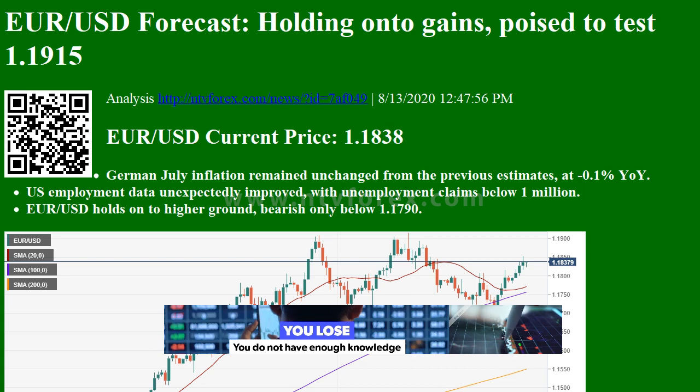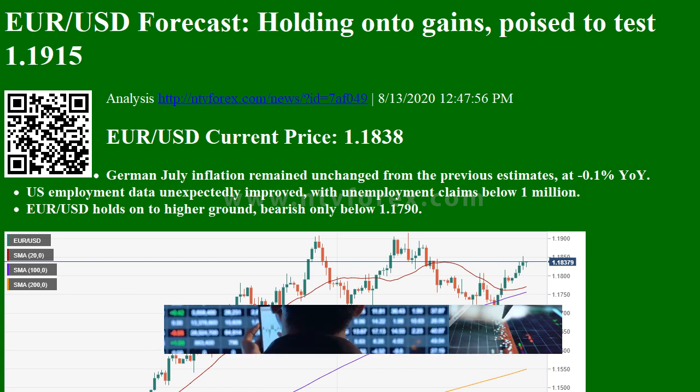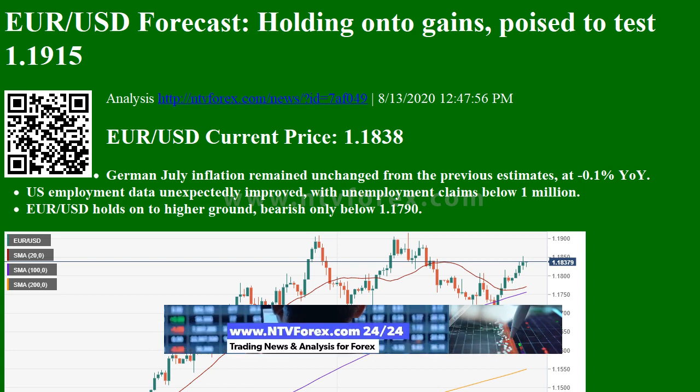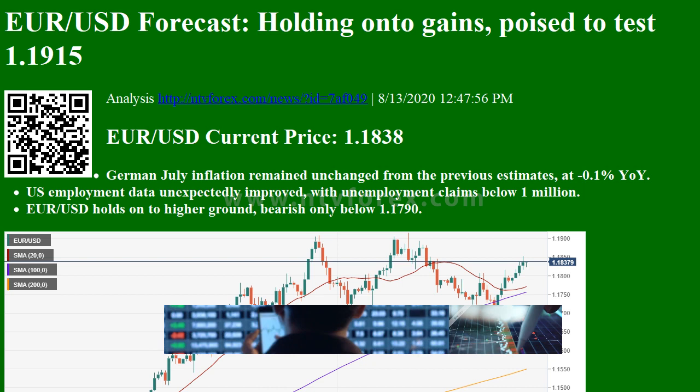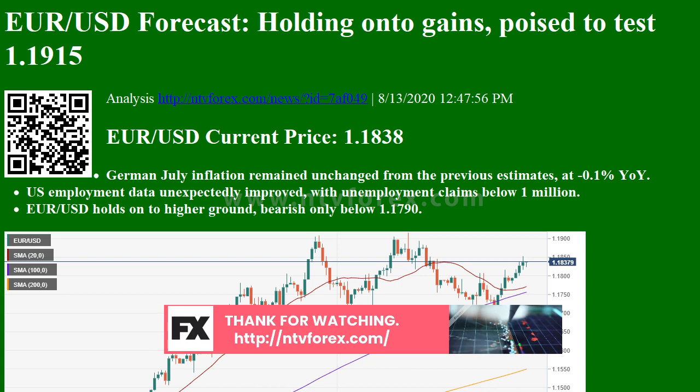www.ntvforex.com. EUR/USD forecast: holding on to gains, poised to test 1.1915. Current price 1.1838. German July inflation remained unchanged from the previous estimates, at 0.1% YoY. U.S. employment data unexpectedly improved, with unemployment claims below 1 million. EUR/USD holds on to higher ground, bearish only below 1.1790.